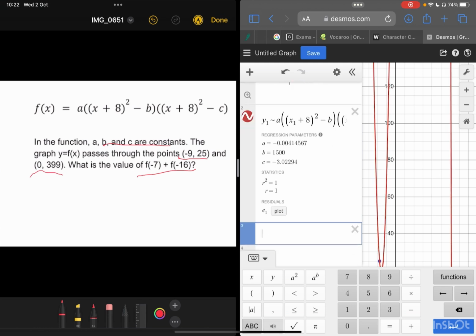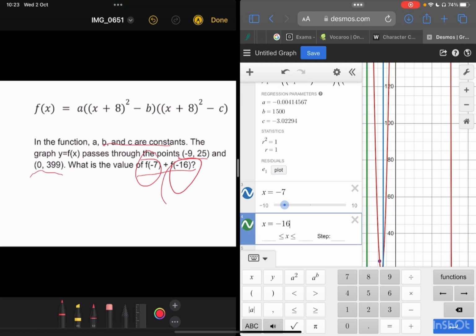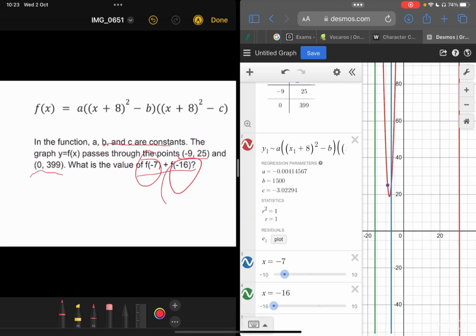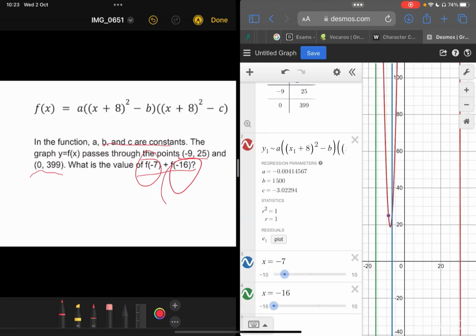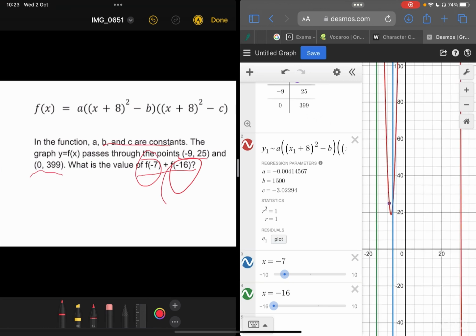Then for negative 7, which means x equals negative 7, and f of negative 16, here we're going to have x equals negative 16. And let's just see the graph. So negative 7, let's see where it intersects here. So negative 7 right here, the value is 25.